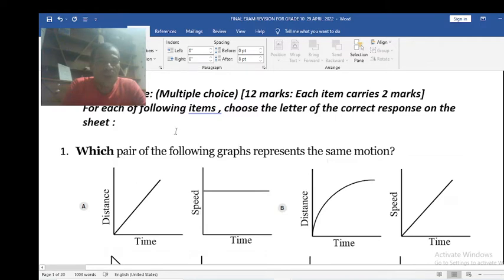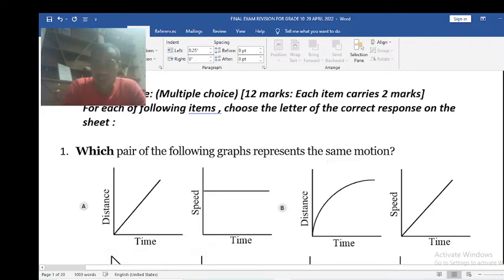Question number one. Question 1, multiple choice questions, 12 marks. Each item carries 2 marks. Choose the letter of the correct response on the sheet.